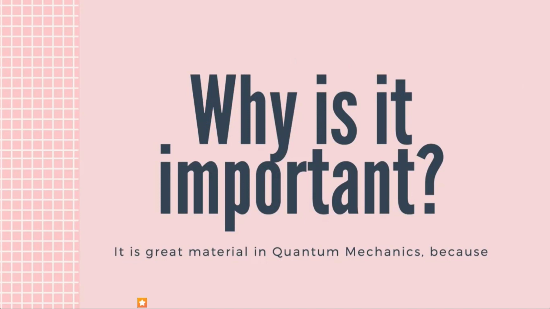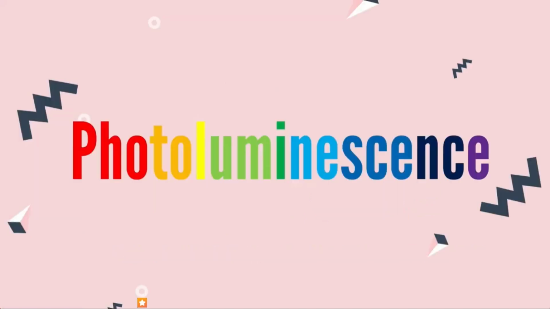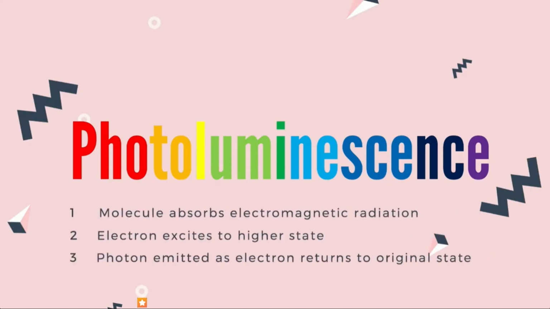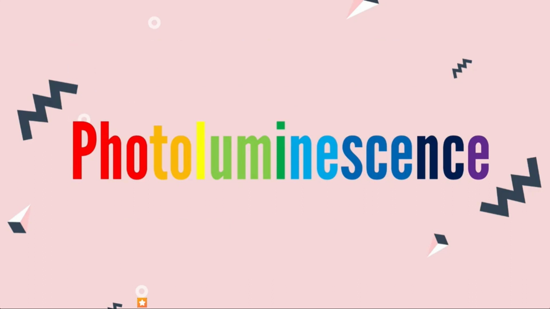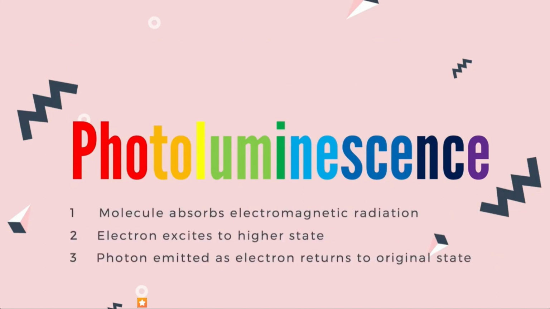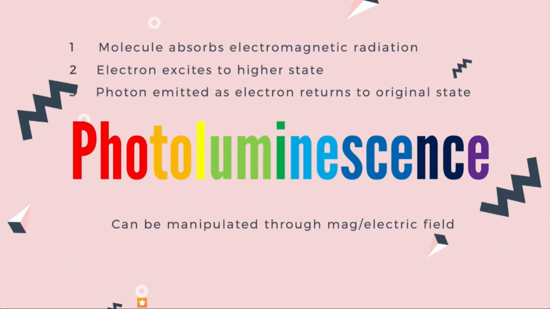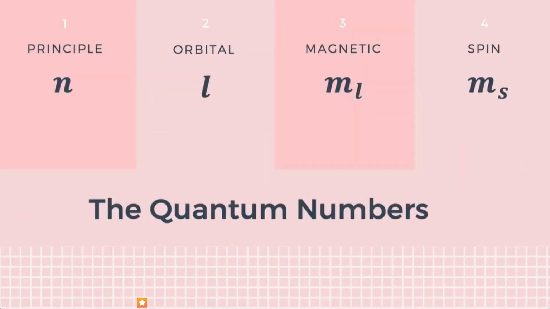So why is it important? It is important in the quantum material world because of photoluminescence. What is photoluminescence? It's when an electron absorbs energy and produces a photon. Due to the energy difference, the photon is emitted, and that photoluminescence can be manipulated through magnetic and electric fields. Before going to that, let's discuss the four quantum numbers.